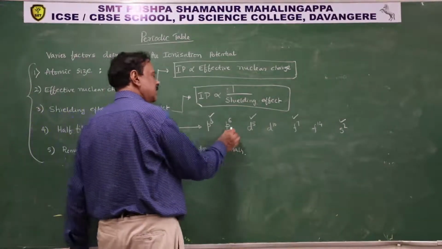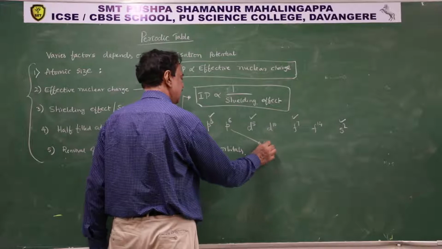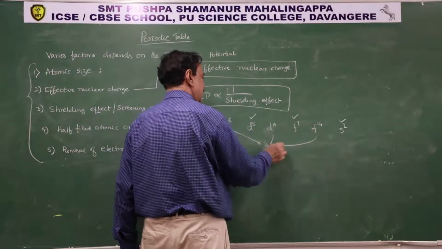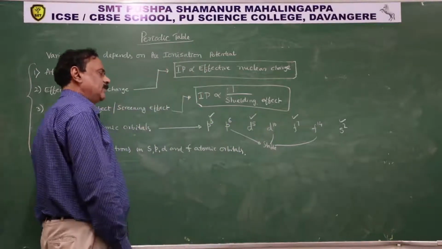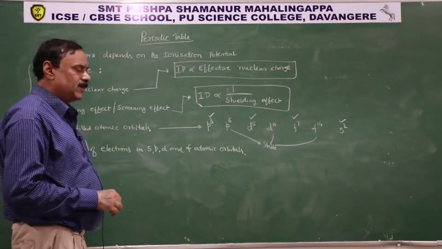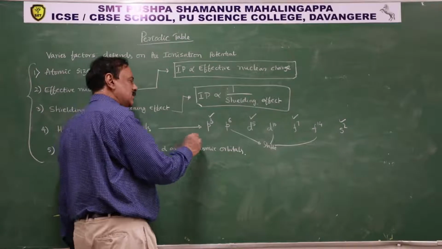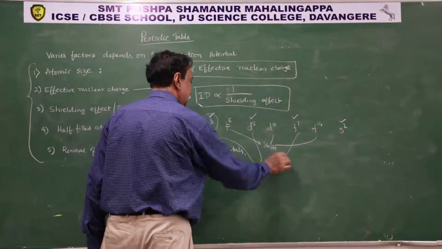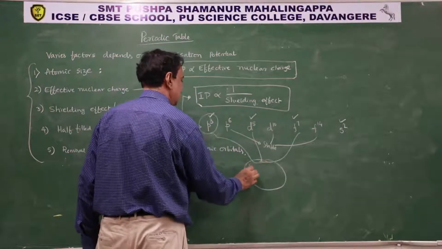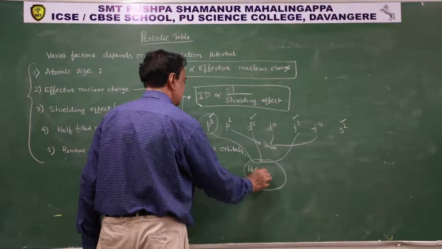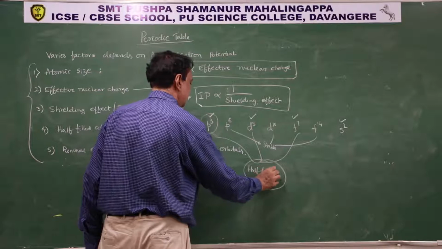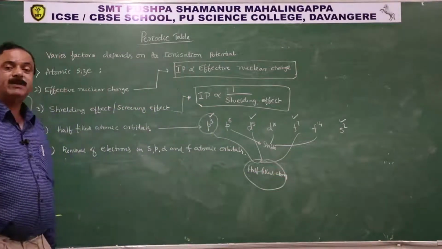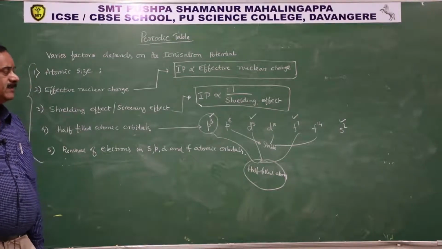Now, you know that this is very stable. p6 atomic orbital, very stable. f14 atomic orbital, very stable. Like the completely filled atomic orbitals, which are more stable, the p3 or d5 or f7 are called half-filled atomic orbitals. Half-filled atomic orbitals are very stable ones.